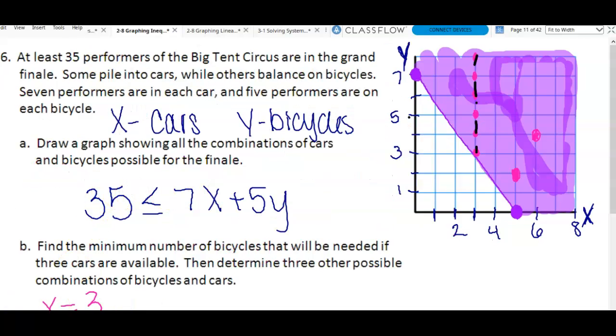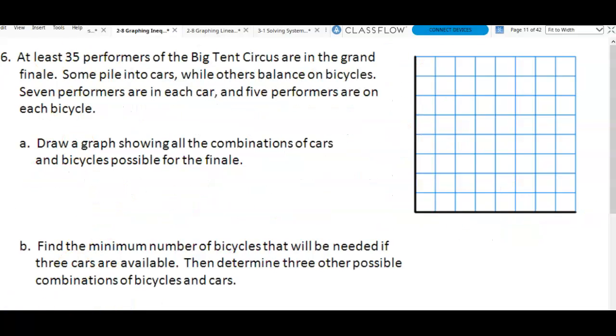Number 2. 35 performers must be used in a finale. Some are in cars and some are in bikes. Let's let X represent cars and Y represent bikes.